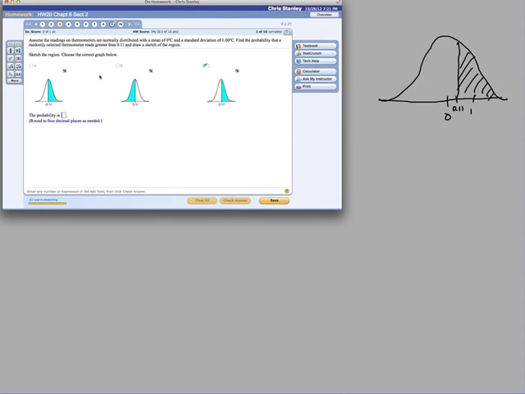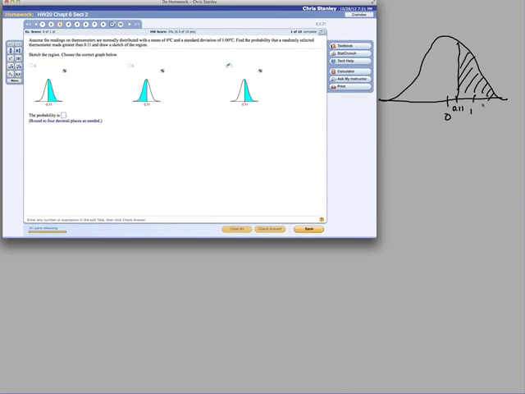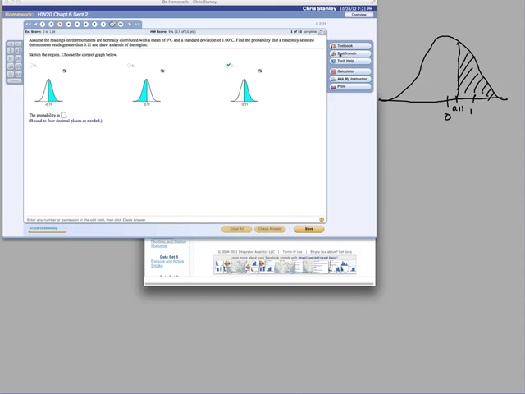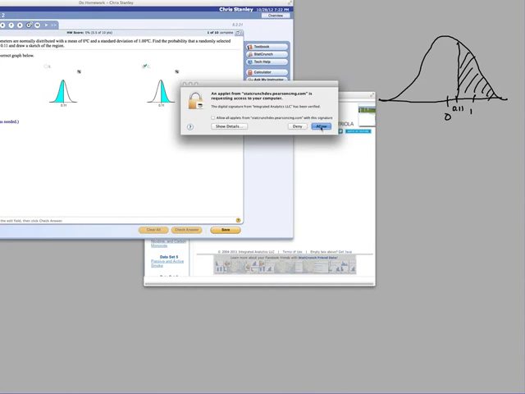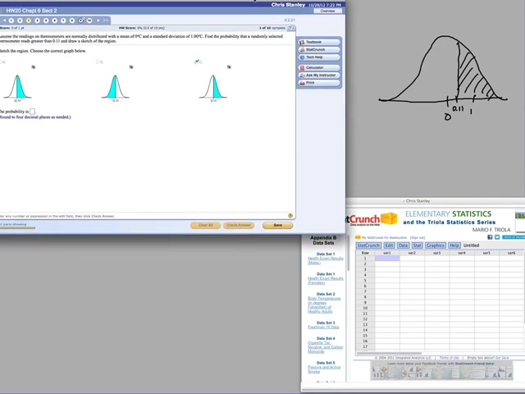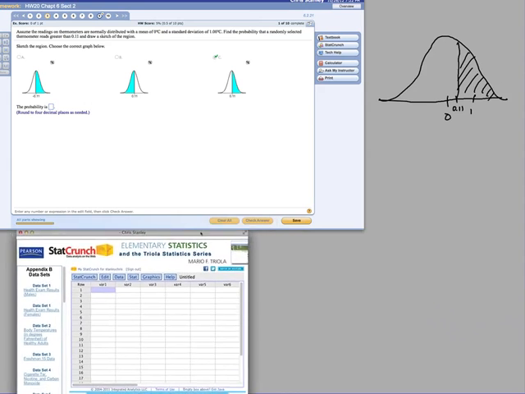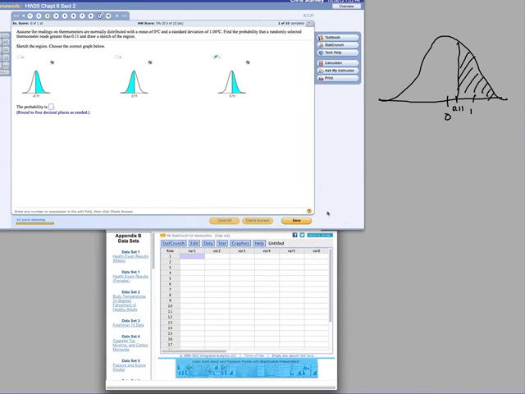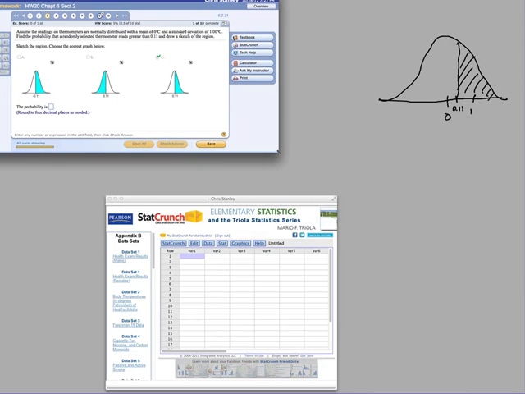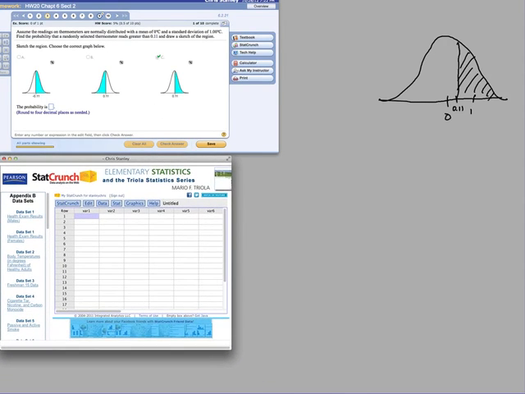Okay. So here's where you have to learn to get the probability. Now we could use our tables, but we're just going to use StatCrunch. So let's see if StatCrunch wants to open here. Okay, so I'm going to pull this over. Let me make this smaller. Okay, now I could use my StatCrunch here.